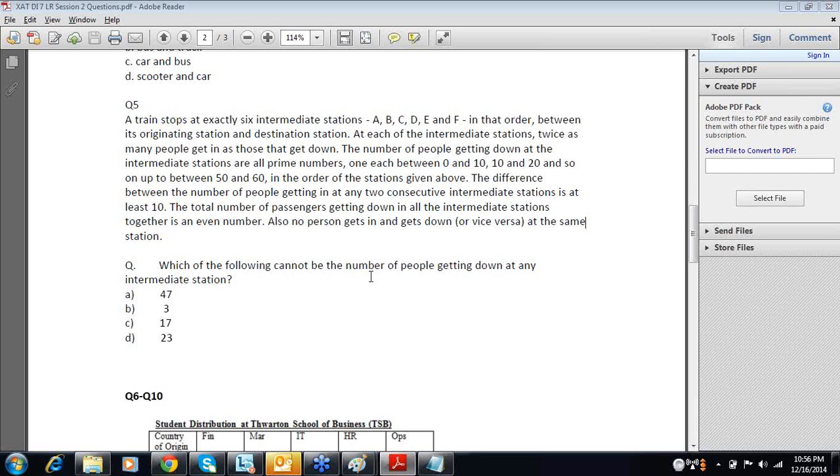The difference between the number of people getting down at any two consecutive stations is at least 10. The total number of passengers getting down in all the intermediate stations is an even number. Also, no person gets in and gets down at the same station.